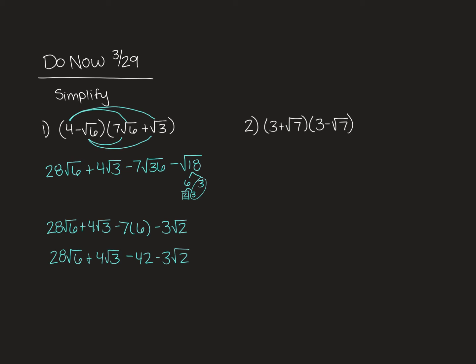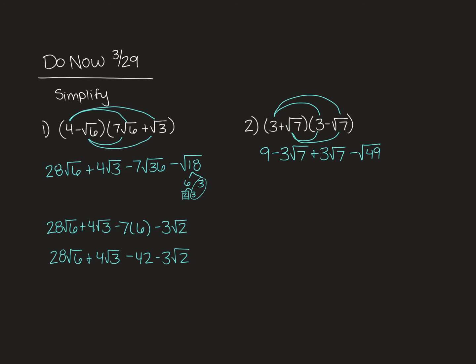For number 2, we have 3 plus the square root of 7 times 3 minus the square root of 7. So again, FOIL. 3 times 3 is 9. 3 times negative square root of 7 is negative 3 square root of 7. Square root of 7 times 3 is positive 3 square root of 7. The square root of 7 times negative square root of 7 is negative square root of 49.